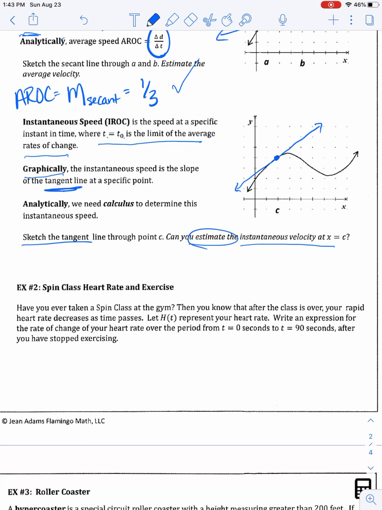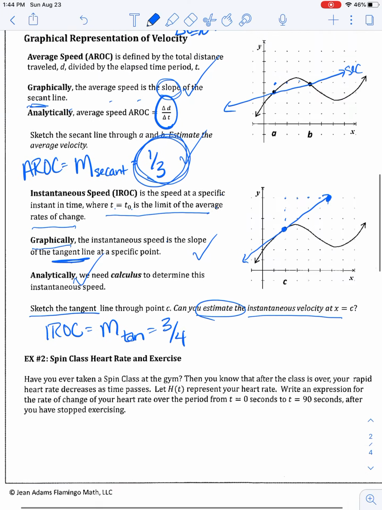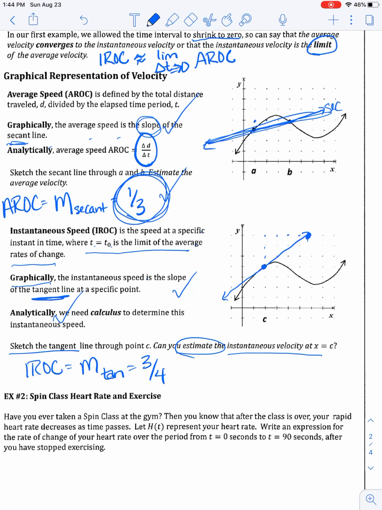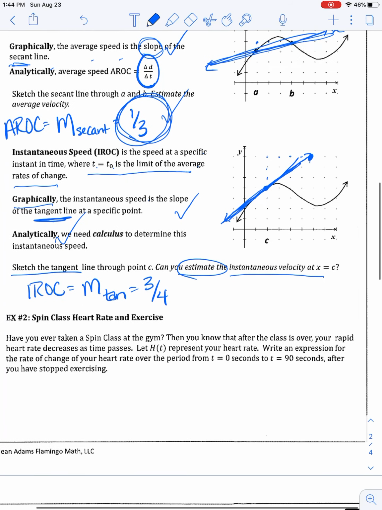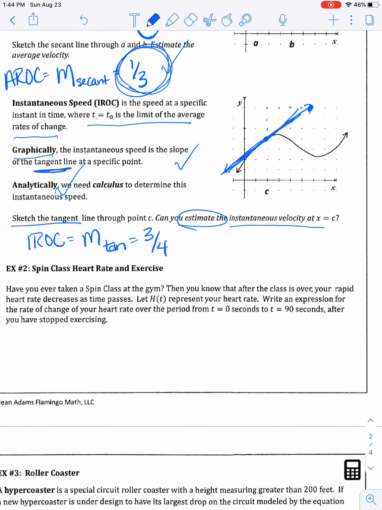So let's see. If I did a point here and, I don't know, a point there. 1, 2, 3, 1, 2, 3, 4. So I'm going to say the IROC, which is the slope of the tangent line, is about 3/4. So graphically, I can see it, although I probably didn't draw it perfect. Analytically, I can't find it. I can find this one because this line was exact. This line is not. That was an estimate. Calculus is going to help us find it exactly.